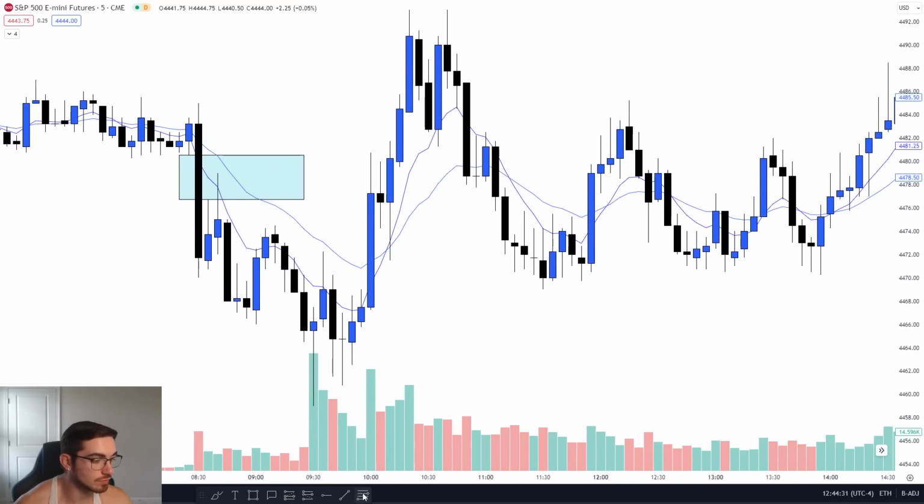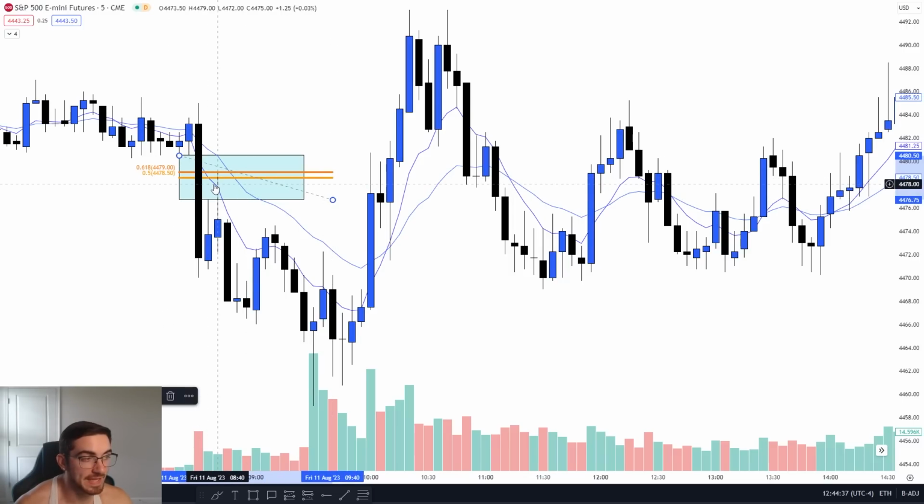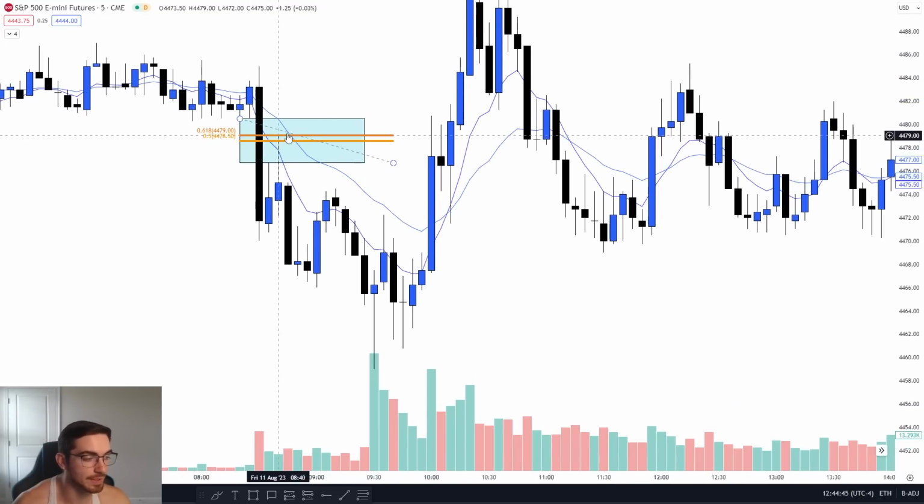And then what you could do is you can measure in between the two, get the 50%, which ended up lining up right here. At the same time, you have the 8 EMA and the 21 EMA inside of that zone. Again, breaking it down smaller time frames, 1 minute, 2 minute could have led to a sniper entry inside of this area right here.